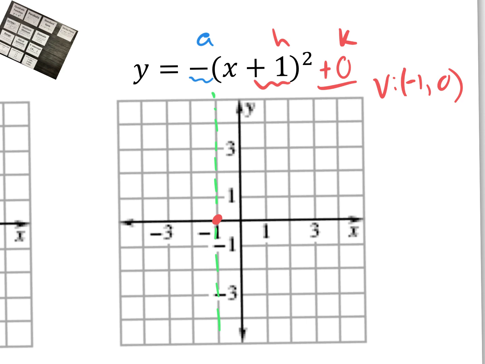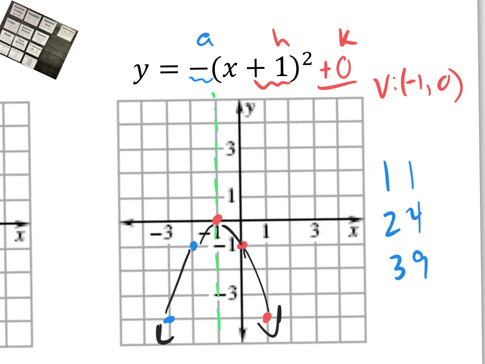Okay, so instead of going 1 over 1 up, 2 over 4 up, 3 over 9 up, we're going to be going 1 over 1 down, and put a dot right there. Back to the vertex, 2 over 4 down, right there. Back to the vertex. If I go 3 over 9 down, I'm off the graph, so I'm not going to use that last part of the pattern, 3, 9. But I am going to map it over to the other side, right there and right there. Put some arrows on it, and you have your parabola.